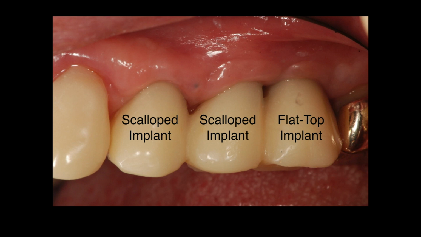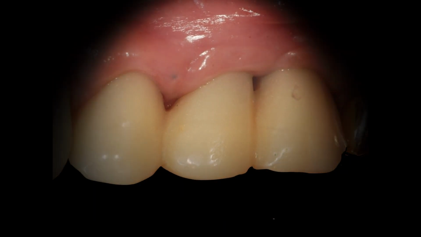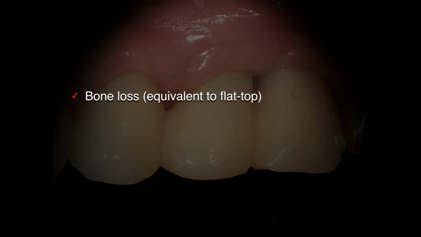This is the provisional restoration of the case. 2 scalloped implants and 1 flat-top implant. This generation of scalloped implant retains the similar level of bone as flat-top implant. Because the scalloped implant can provide scalloped shape of hard tissue underneath the soft tissue, greater facial gingival contour can be produced, thus creating scalloping soft tissue appearance.